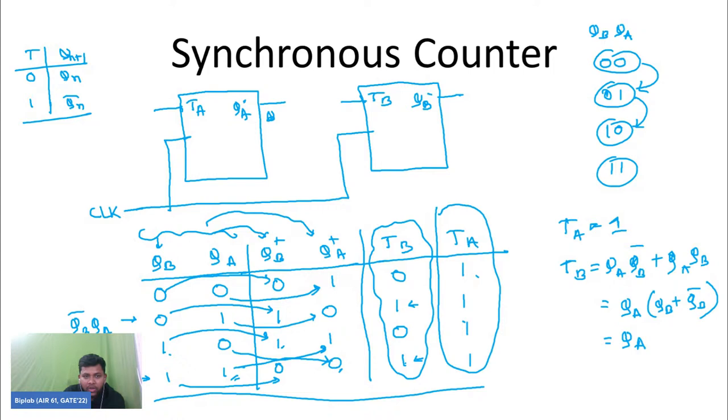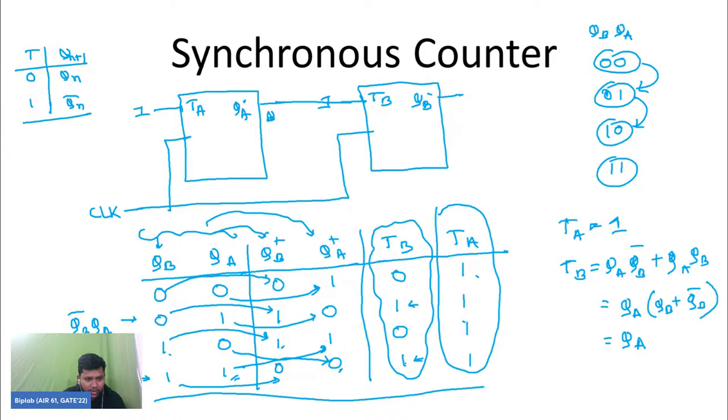So what will be the circuit? The circuit will be like this. TB is equal to QA, and TA will be 1. Okay, this is how we build a synchronous counter.